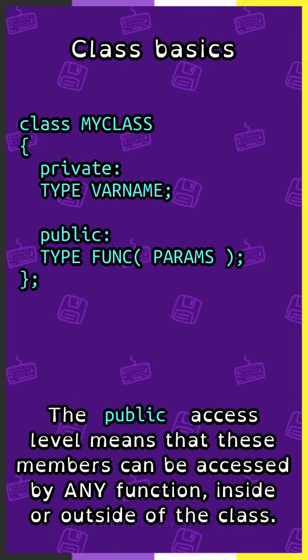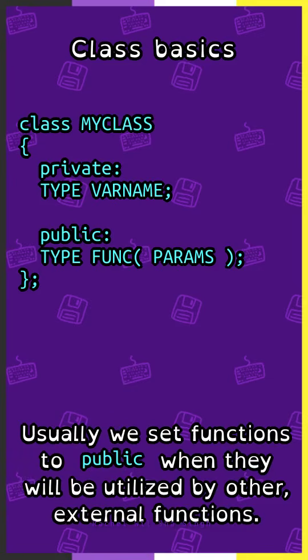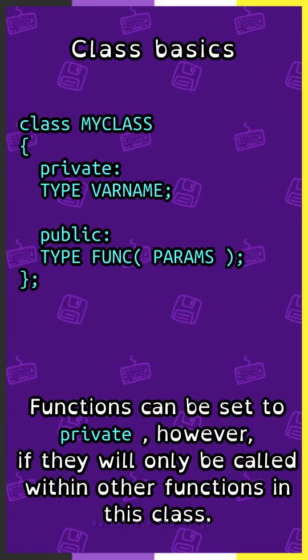The public access level means that these members can be accessed by any function, inside or outside of the class. Usually we set functions to public when they will be utilized by other external functions. Functions can be set to private, however, if they will only be called within other functions in this class.